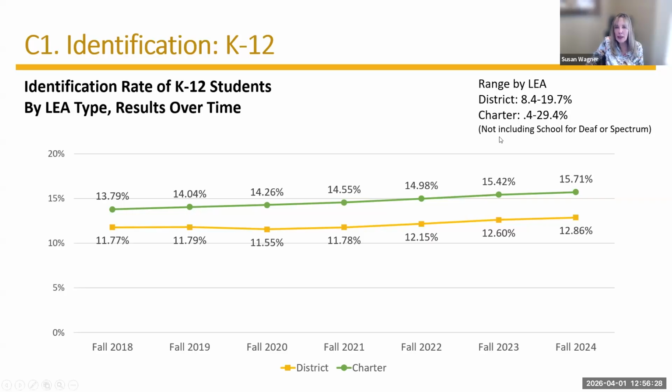So this is just one data piece. If you're this 8.4% district, you might go back to your district and ask, are we identifying all the kids that we should be? Maybe we should look at our child find procedures just to make sure we're not missing anyone. So that's the purpose in showing these rates, not to say you're doing something wrong. I hope I make myself clear on that point.